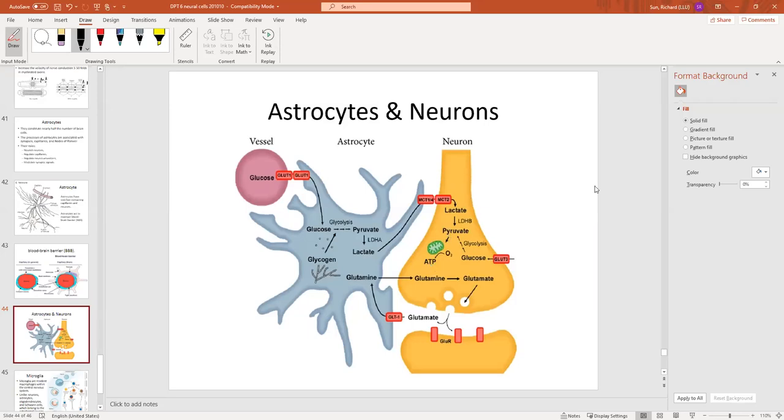Neurons can also take glucose by themselves. We know that there are several types of glucose transporter. In the neuron, we have GLUT3, which is an insulin-independent glucose transporter. So the neuron can take glucose by itself, but the neuron also gets fuel from the astrocyte. So that's the part where astrocytes nourish neurons. That's one thing.